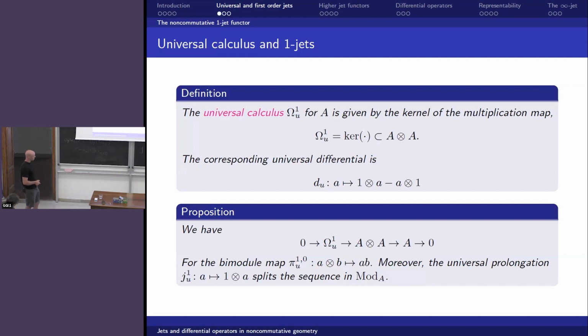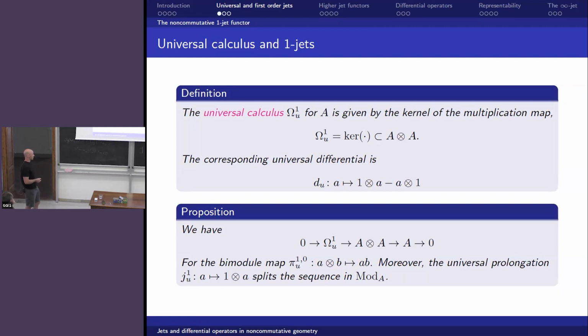And this short exact sequence here is what we would call the one jet short exact sequence for the universal calculus. And it comes with the multiplication here, which would play the role of the one jet projection. And you have a splitting in the category of right A modules, which we would call the universal one jet prolongation.